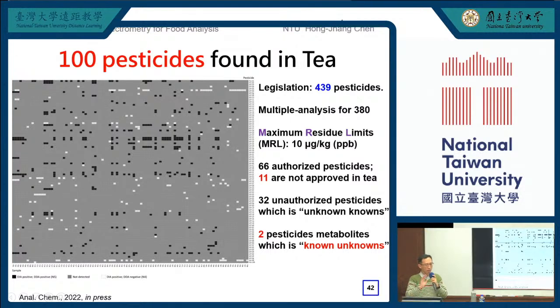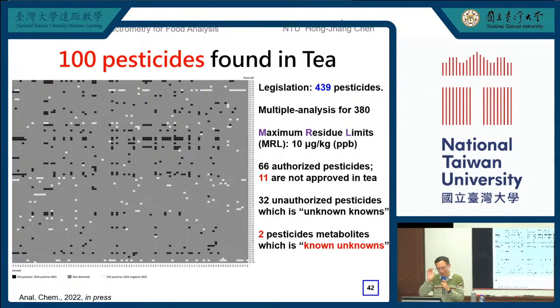That means so far we don't know this one is a metabolite of a pesticide. But we know that a pesticide will transform into a metabolite, right? So we know that, but we don't know what kind of metabolites exist. In our system, we can find 2 pesticide metabolites in tea. So it's an amazing experiment outcome.